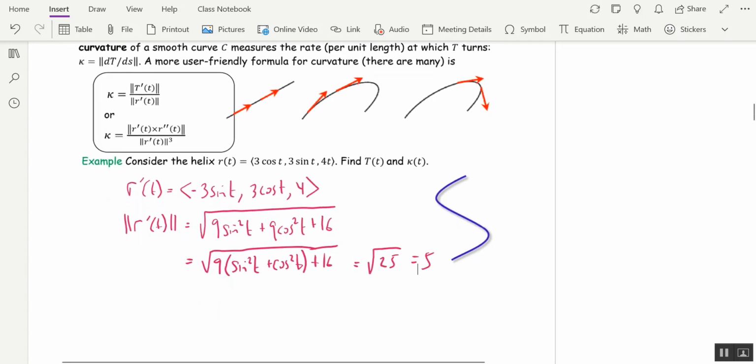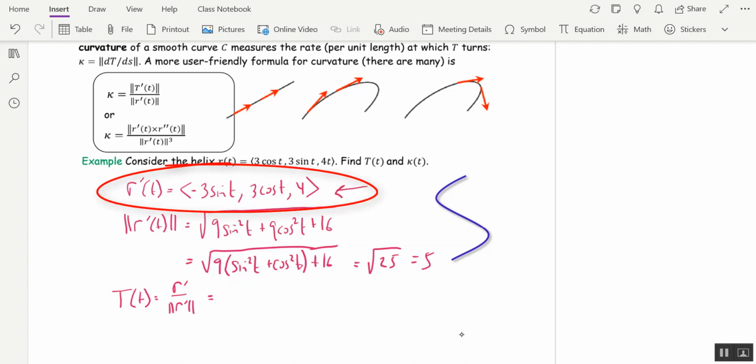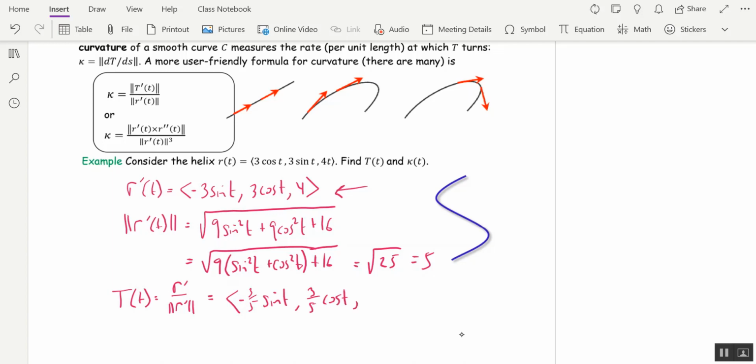Okay, now we can form the unit tangent vector, big T, that's r prime divided by its length. We've got r prime right here, and we divide each component by 5. So that gives us negative 3/5 sine t, 3/5 cosine t, comma, 4/5. So that's the first part, finding the unit tangent vector.